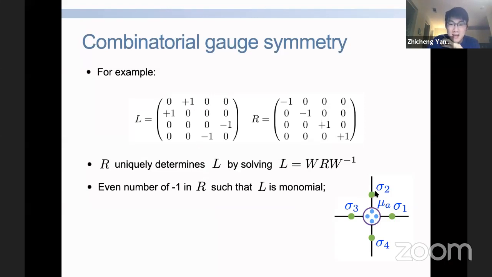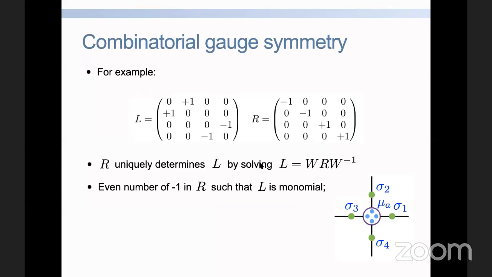Can I ask one question? So the constraint on R to be diagonal, do you put it in by hand, or is it from the system, from the Hamiltonian?